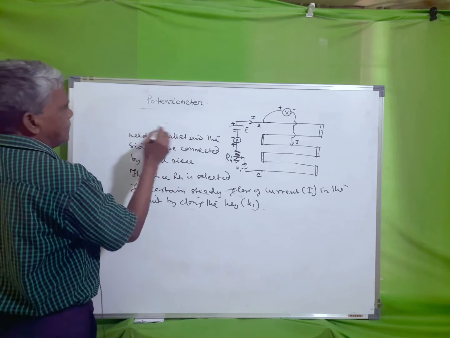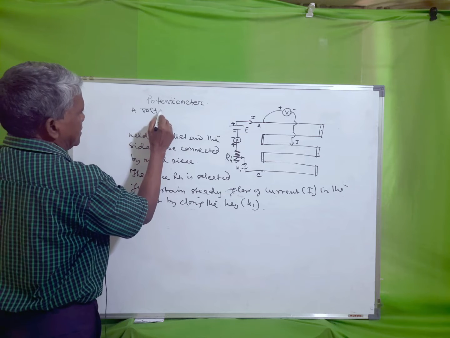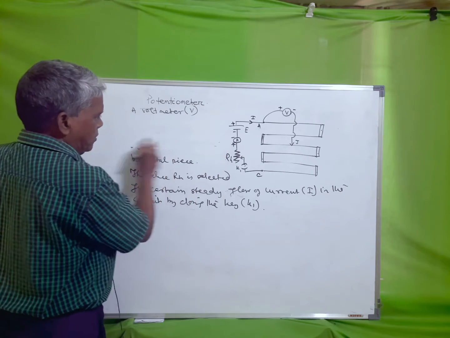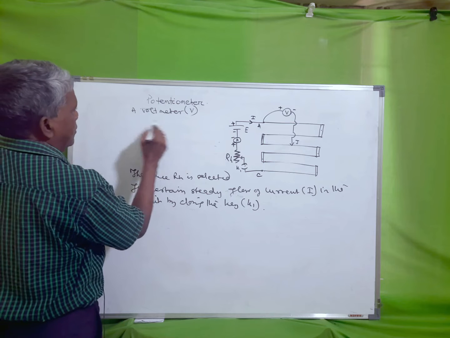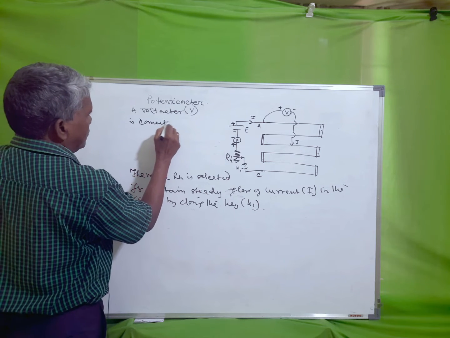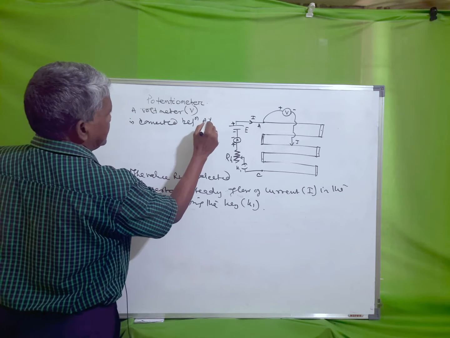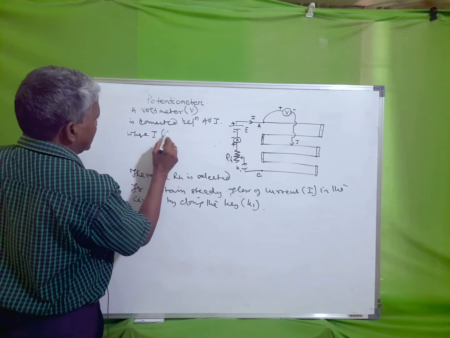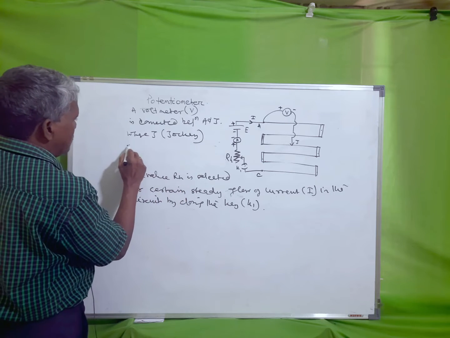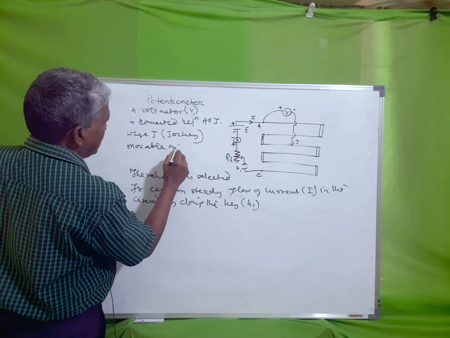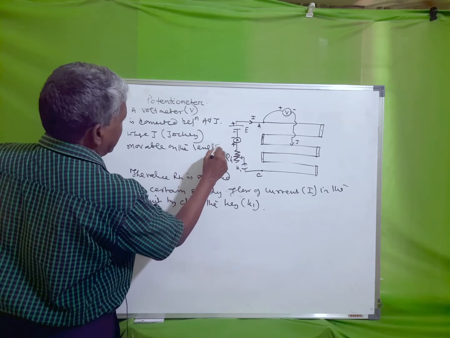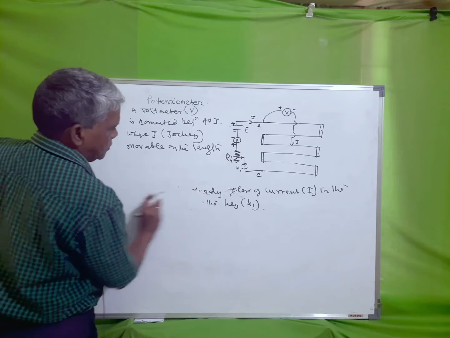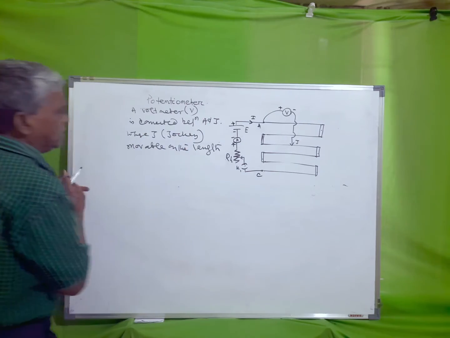A voltmeter V is connected between A and J, where J is the jockey, movable on the length of the wire AC.